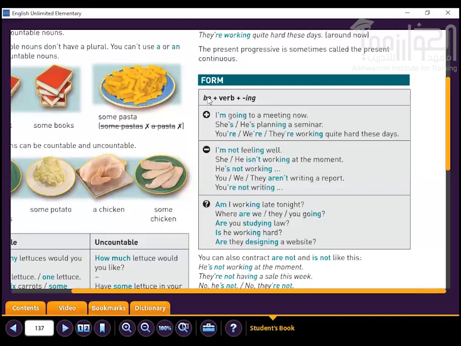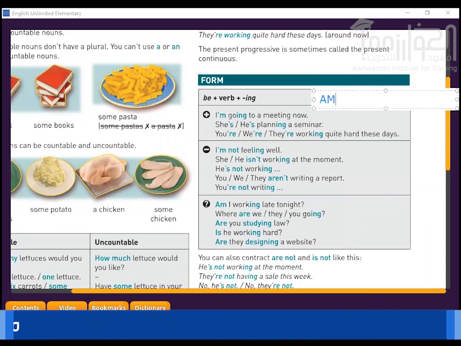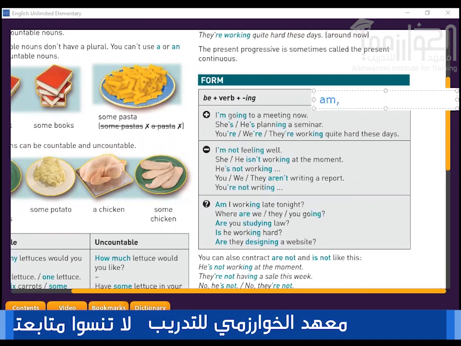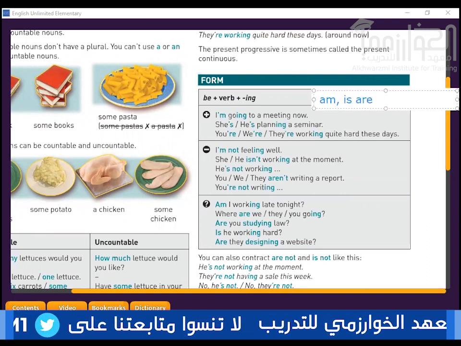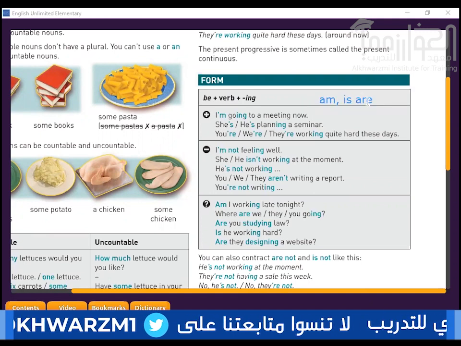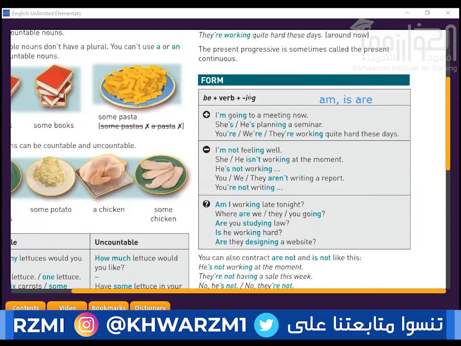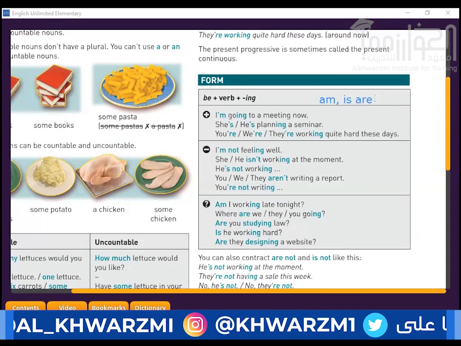And don't forget, the be should not be the past. It should not be what we call the present participle. It shouldn't also be what we call the past participle. It should be the present forms. What are the present forms? You can see that the present forms of be are am, is, and are. So these are the present forms of be. So we use am, is, and are with the verb.